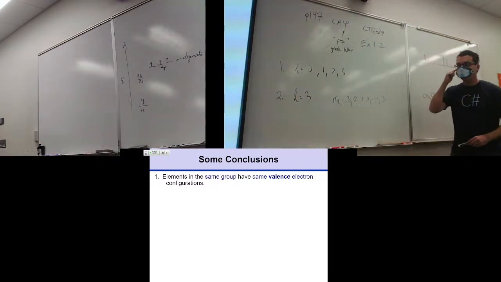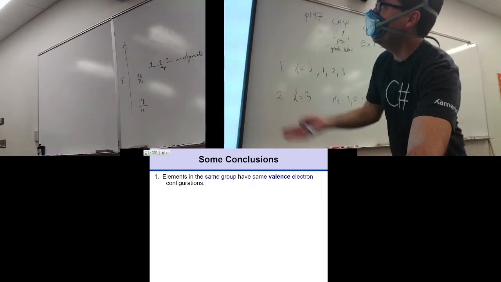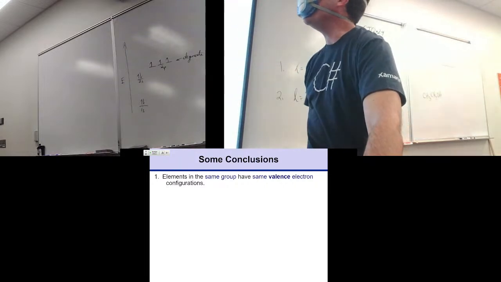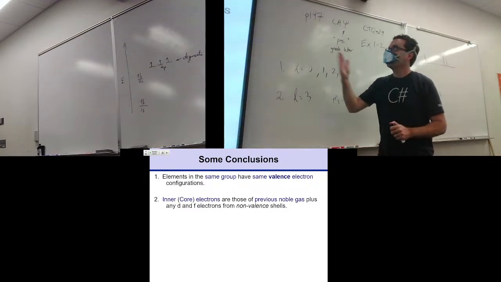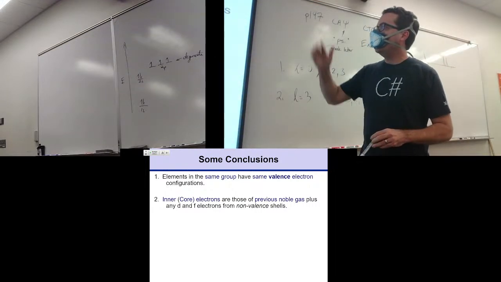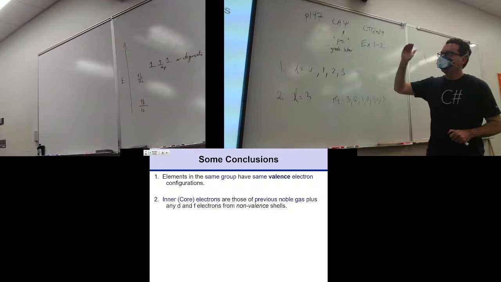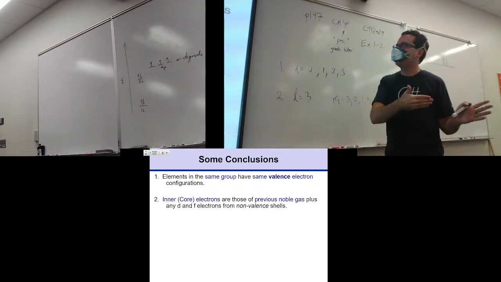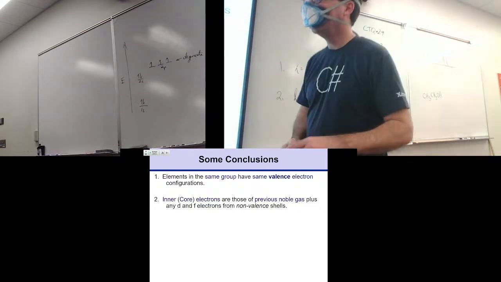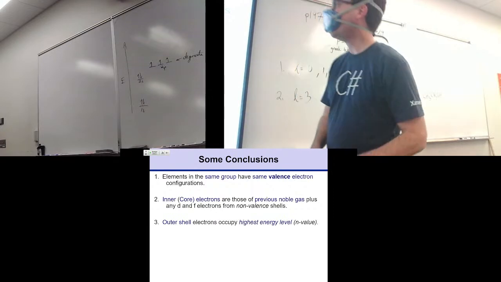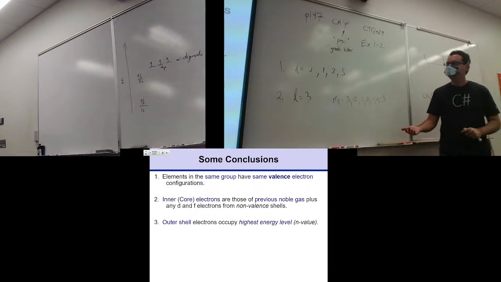Some conclusions, I guess. If it wasn't already obvious, we've done this with the electron configuration stuff. If an element is in the same group, in group 7, for instance, they have very similar valence electron configurations. The inner electrons of pretty much every atom on the periodic table look exactly like the previous noble gas. And then you just have to add the d and the f electrons that weren't there before. The outer electrons are always going to be in the highest energy level for that element.